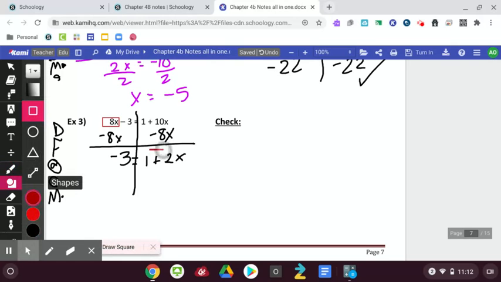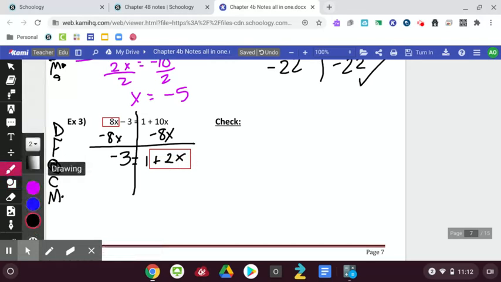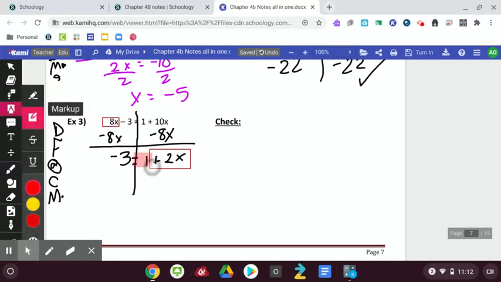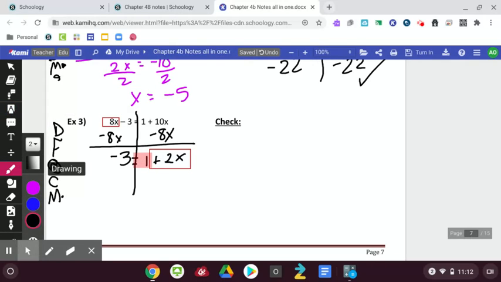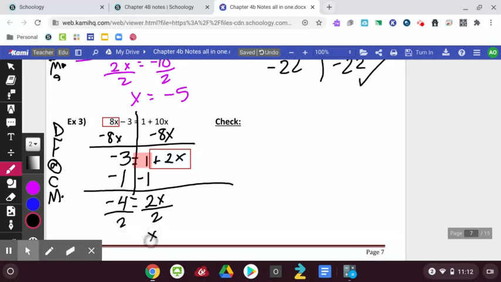Two things are happening to the variable. The x is in a different location than usual, so please notice that I'm going to put in a box the positive 2x. That leaves me a 1 over here. That's a positive 1, so I'm going to subtract 1 from both sides. That gives me negative 4 equals 2x, and I'm going to divide both sides by 2 to get x equals negative 2. That's my answer.